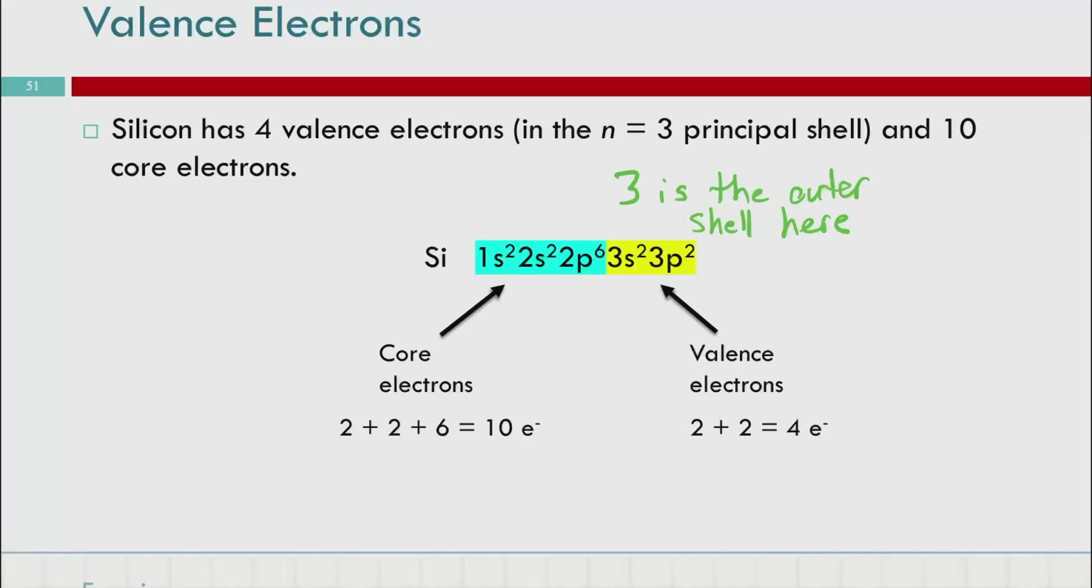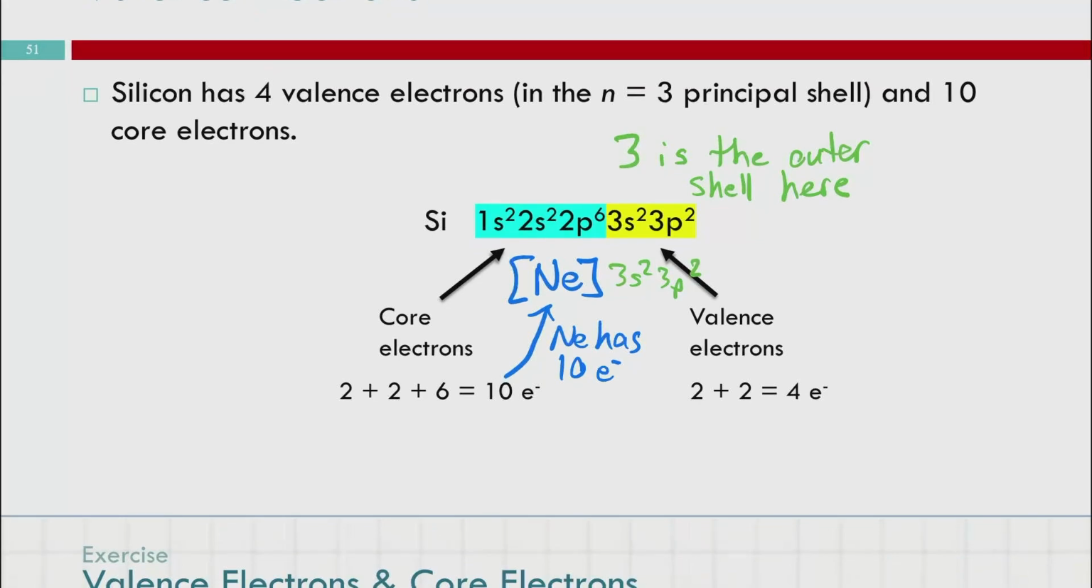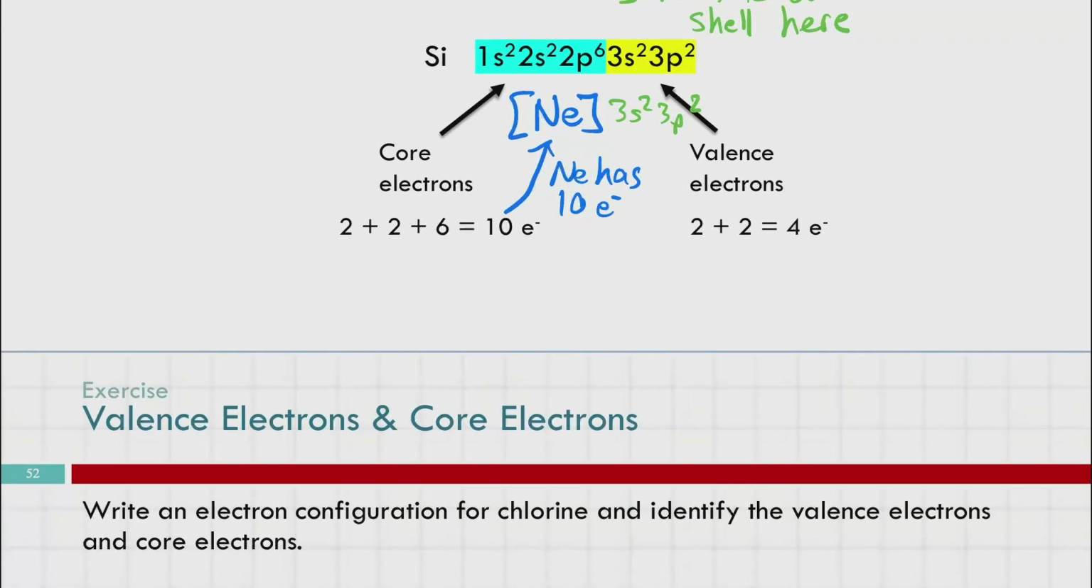Another way that we could have written this out, we could have used our shortcut, right, with neon and then 3s2, 3p2. If we use our shortcut, not always, but generally, at least for these smaller things, the number of electrons for our noble gas is going to be the same as the number of core electrons. So neon has 10 electrons. Neon's representing all of our inner shells. So conveniently here, it's also the number of core electrons. That's not always going to be the case.